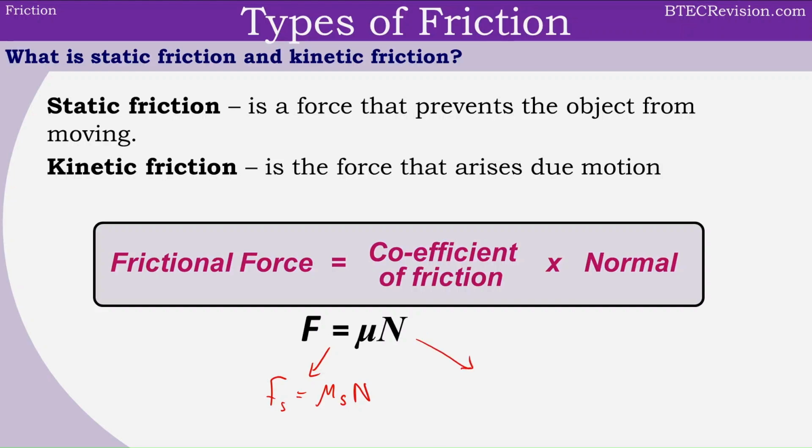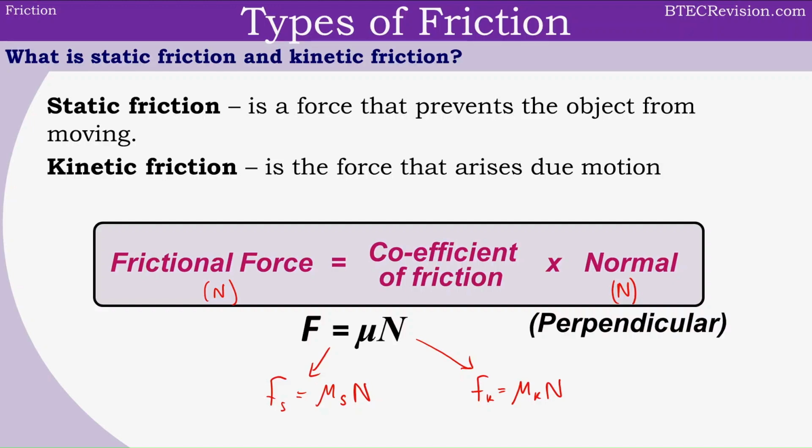The second equation is for kinetic friction, which can be written as F_K is equal to mu_K multiplied by the normal. The units here for frictional force are Newton, because force is measured in newtons. The normal force is also measured in newtons, so that means the coefficient of friction is unitless. There are no units for the coefficient of friction.